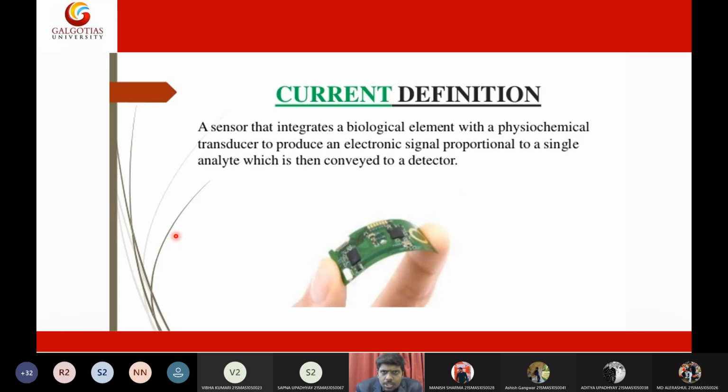So the current definition of a biosensor is like this. A sensor that integrates a biological element with a physicochemical transducer to produce an electrical signal proportional to the concentration of the analyte, which is conveyed to the detector, can be stated as a biosensor.